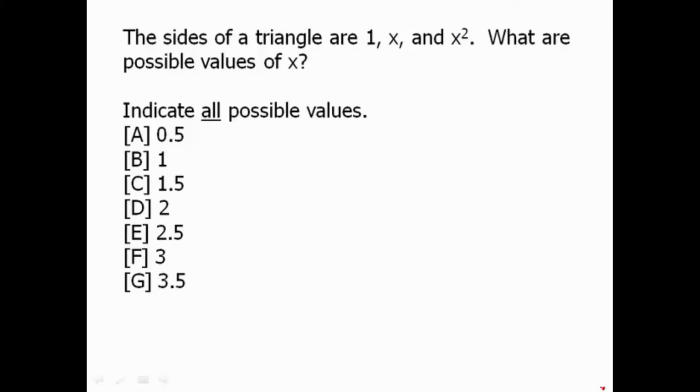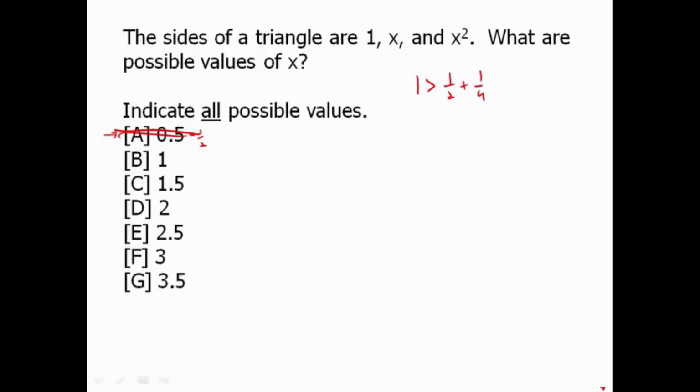So we'll try the first one, A, which of course is just 1/2. So we have sides of 1, 1/2, and 1/4. And 1/2 plus 1/4, they add up to something less than 1. So this violates the triangle inequality. We could not possibly have a triangle with those three sides, 1, 1/2, and 1/4. So A is out. A is not possible.